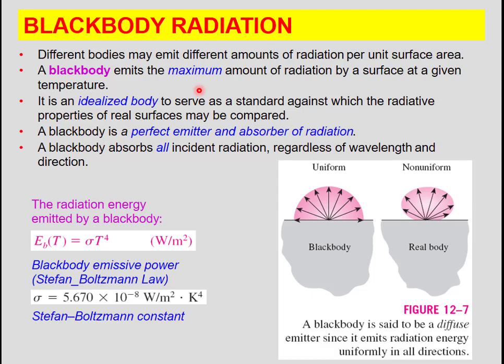But the object with the maximum amount of radiation for a specific temperature of its surface is called the black body. In other words, a black body is the object whose radiation from its surface at a specific temperature is maximum. It is an assumption and it is an imaginary object. We call that a black body.